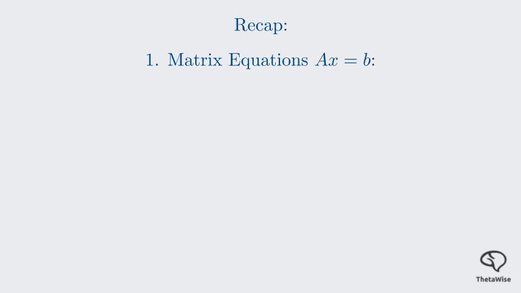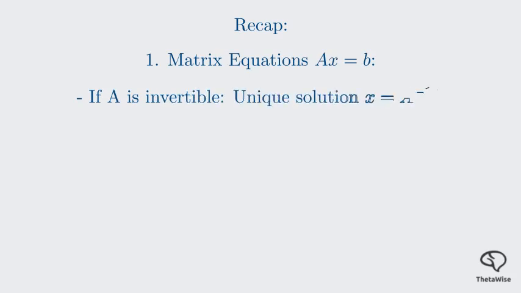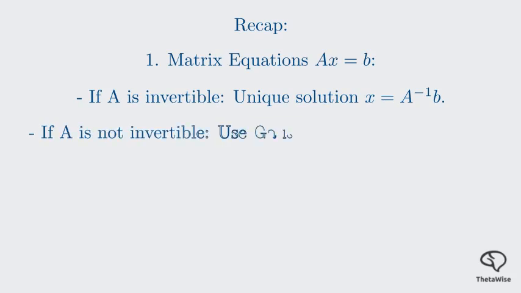Let's quickly recap what we've covered today. First, we learned how to solve matrix equations AX equals B. If A is invertible, the solution is unique and given by X equals A inverse B. If A is not invertible, we use Gaussian elimination on the augmented matrix to find either a unique solution, infinitely many solutions, or no solution.